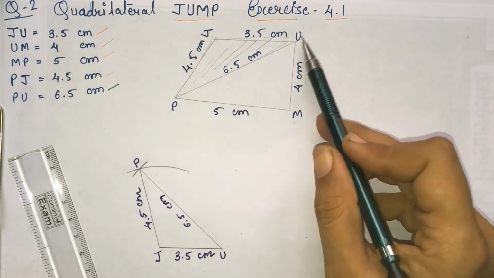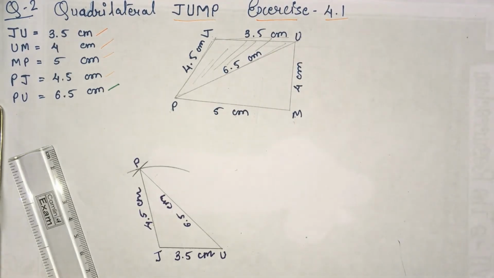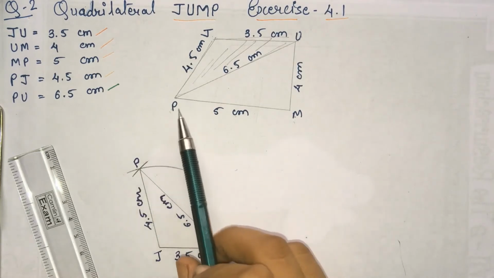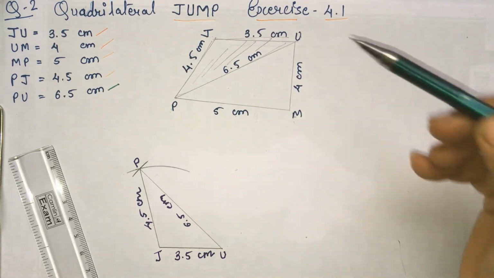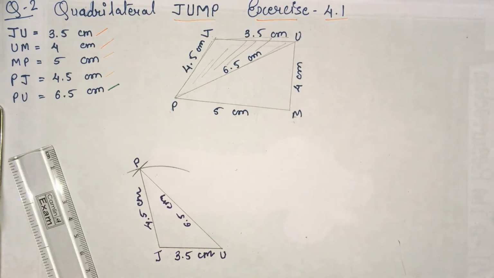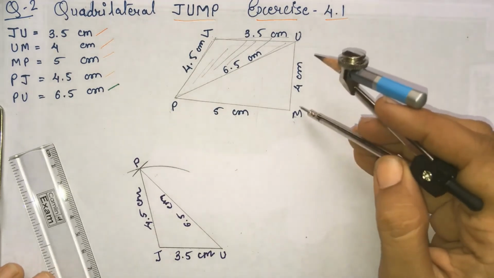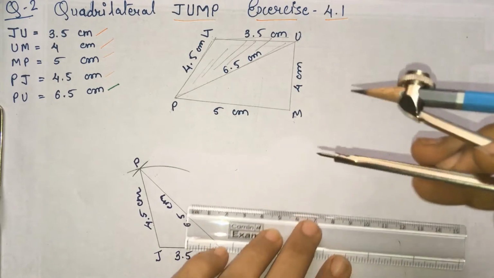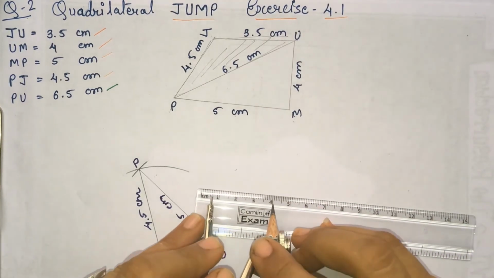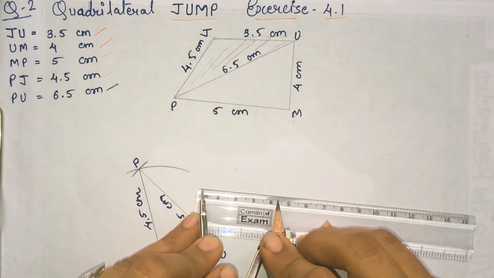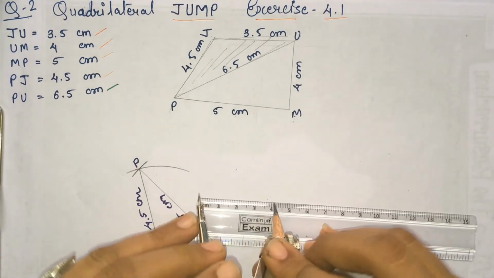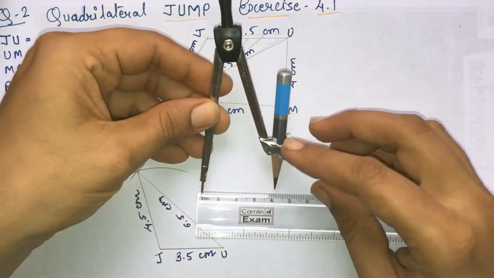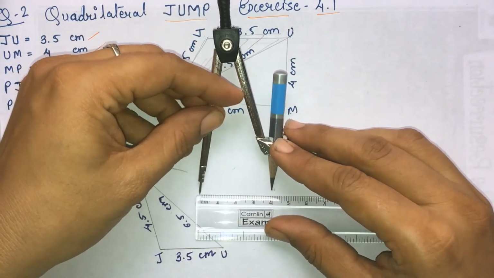Now we are left with this UMP. For that, first we will draw this PM, or we can also start with UM. So any of the radius you can take. I am taking 4 centimeter radius. So here is my 4 centimeter radius.